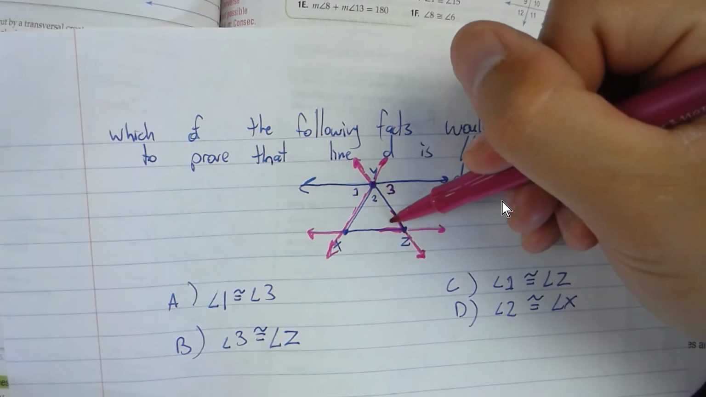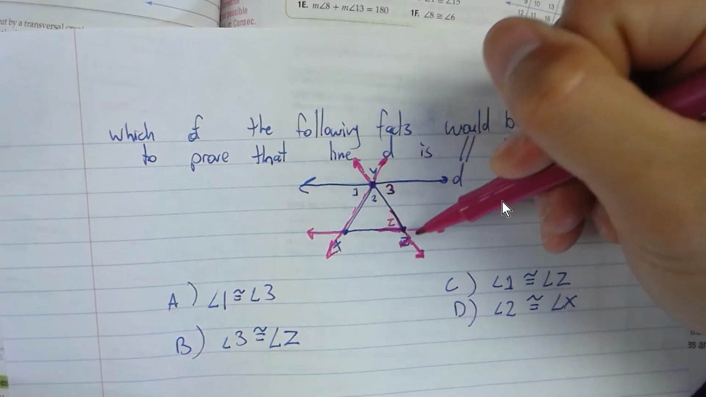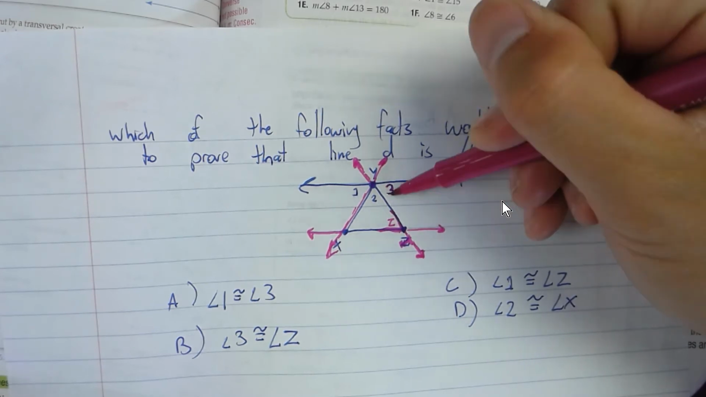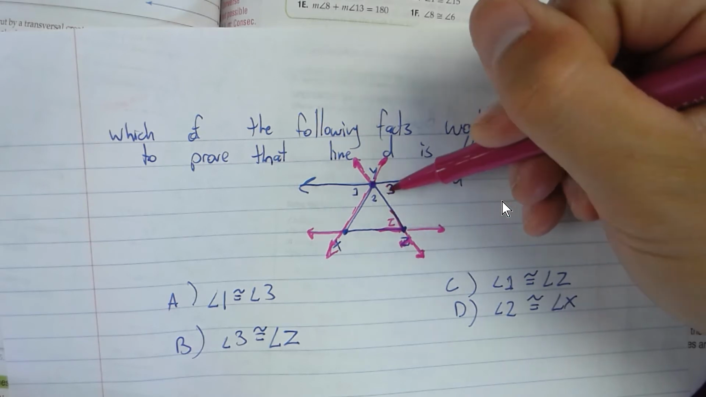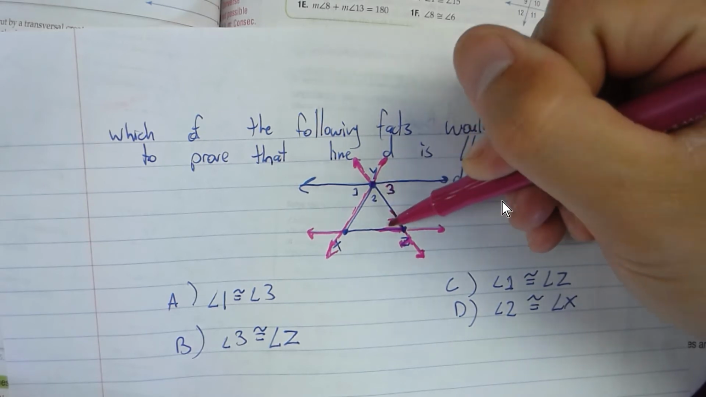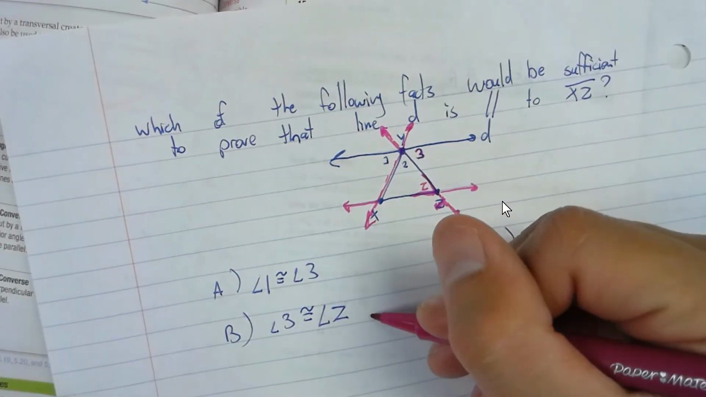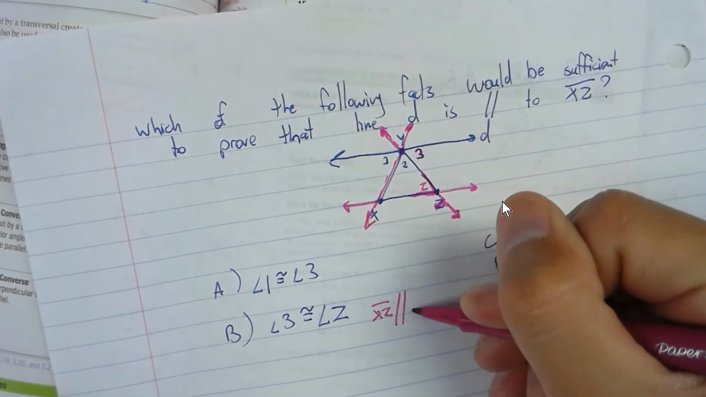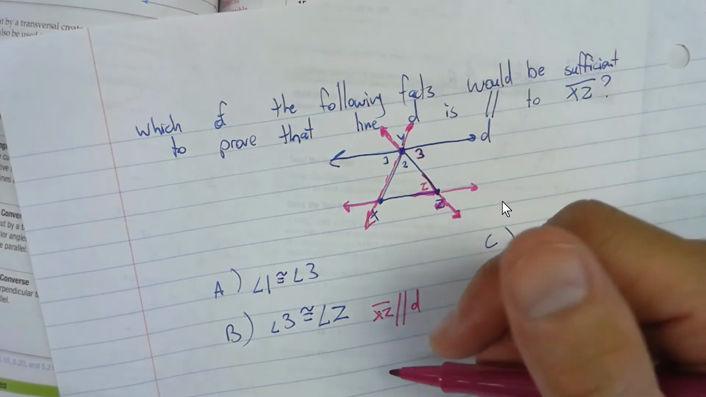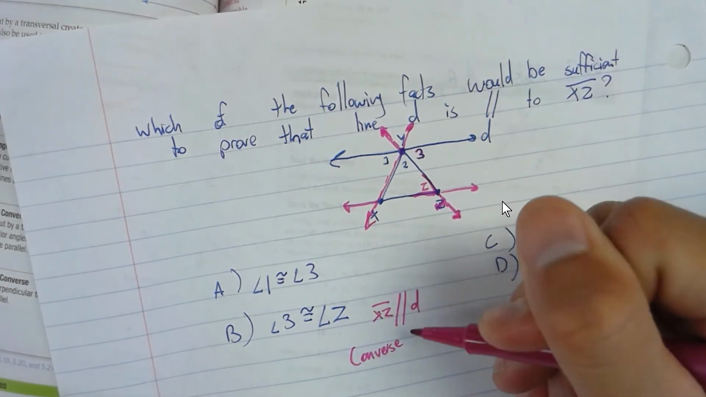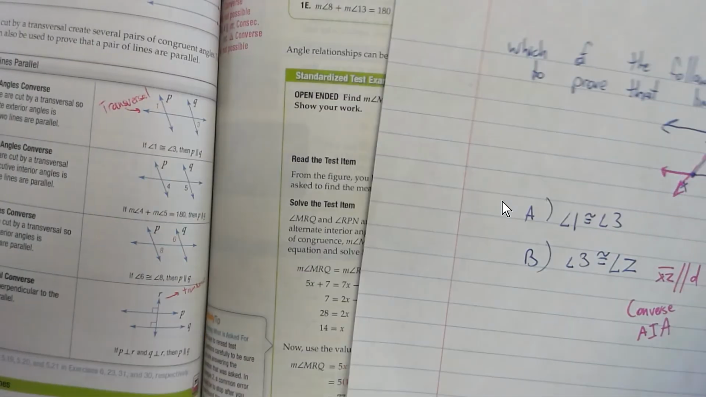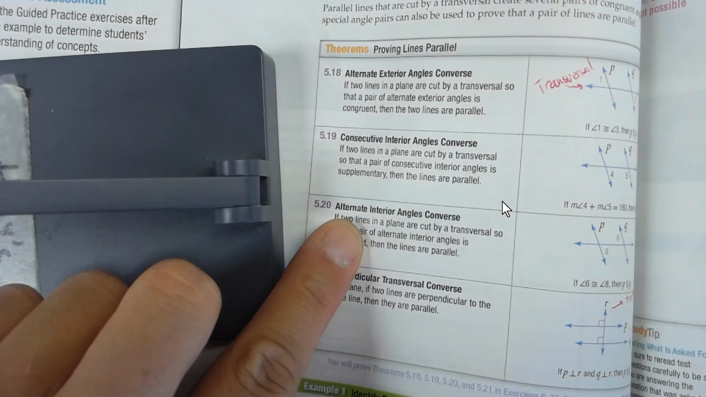So Z, I'm sorry to draw this, but let's make this a little bit easier to see. That's angle 3, that's angle Z right here. I think that they're on the interior. They're also alternating, so they should be congruent. And if they are congruent, I would say that line XZ is parallel to line D, because it's the converse of the alternating interior angles theorem, which is this one right here. The alternating interior angles converse. Okay, that's actually the answer B.